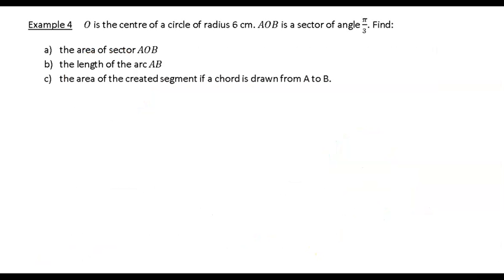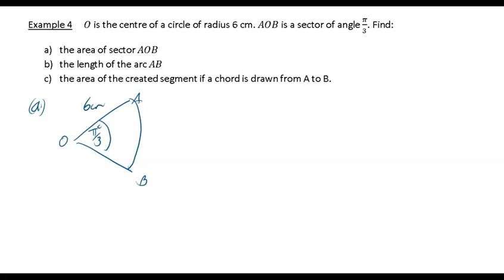This example says O is the center of a circle of radius 6 centimeters. AOB is a sector of angle pi over 3, and find the area of the sector AOB. So first thing I'm going to do is just, as always, do a diagram. A very basic diagram. I've got my sector, my pizza slice, and the angle was pi over 3 radians. The radius was 6 centimeters, and we're good to go.